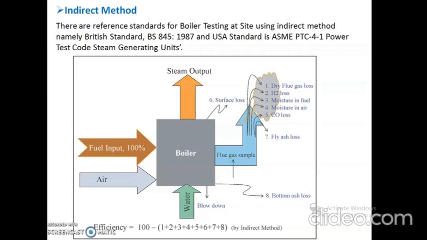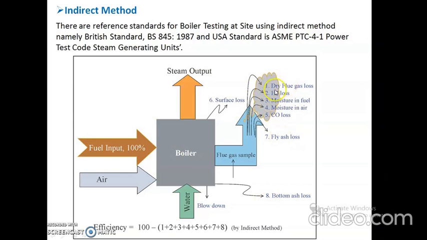As the name explains, the indirect method. This is with reference to the standard for boiler testing as per British Standard BS 845, 1987, and the USA standard code given here. In this method, the fuel input as well as steam output is not directly taken as in the direct method. Instead, various losses are calculated. So the 7 to 8 losses are listed here.